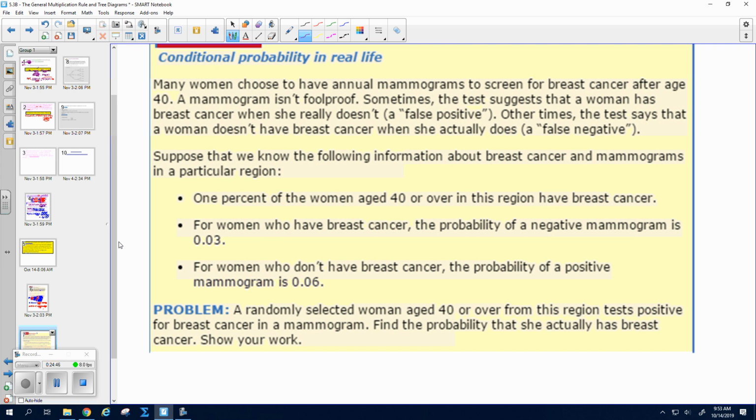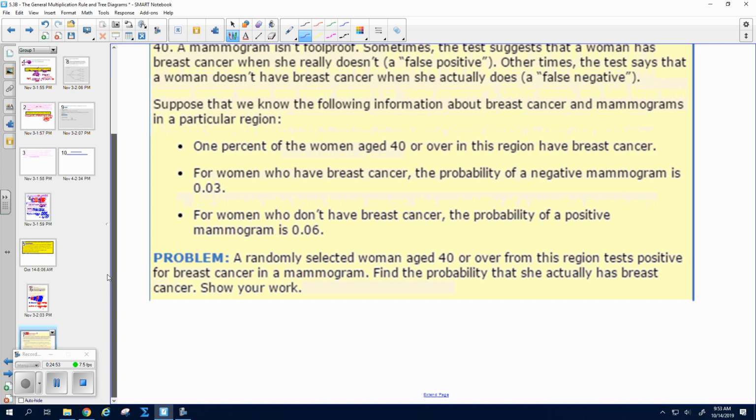All right, suppose that we know the following information about breast cancer and mammograms in a particular region. 1% of the women aged 40 or over in this region have breast cancer. For the women who have breast cancer, the probability of a negative mammogram is 3%. And for the women who don't have breast cancer, the probability of a positive mammogram is 6%. A randomly selected woman aged 40 or over from this region tests positive for breast cancer in a mammogram. Find the probability that she actually has breast cancer.